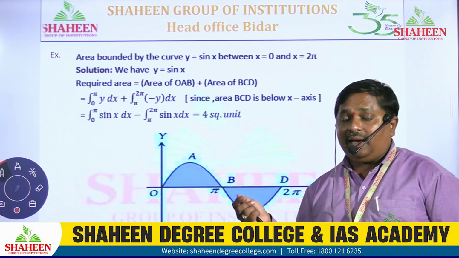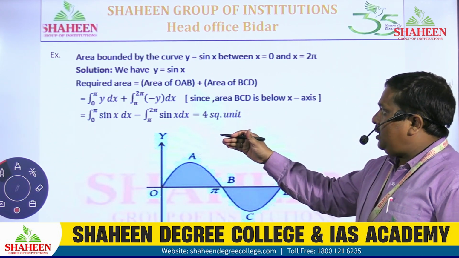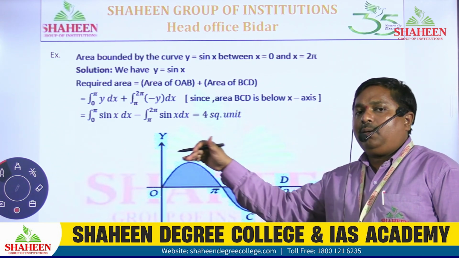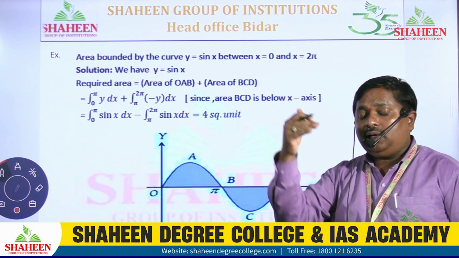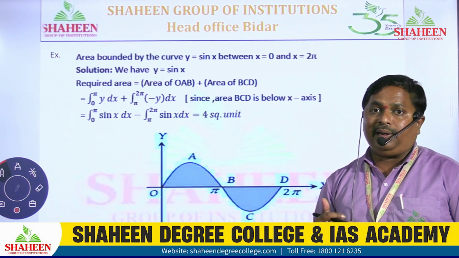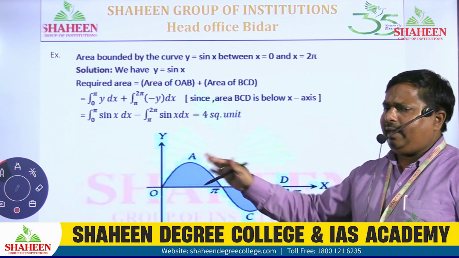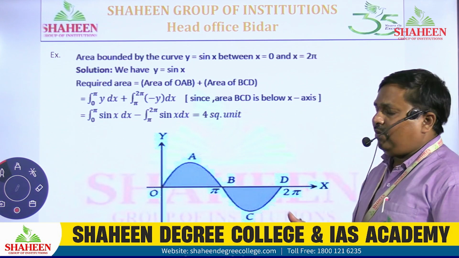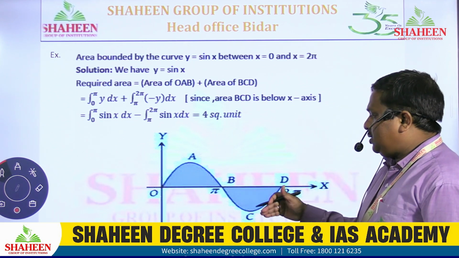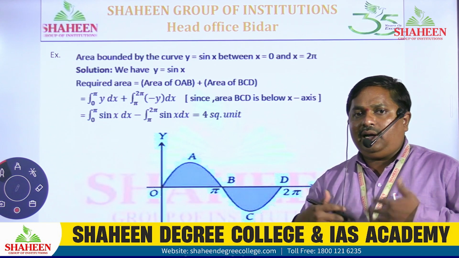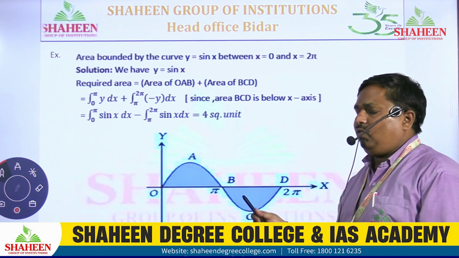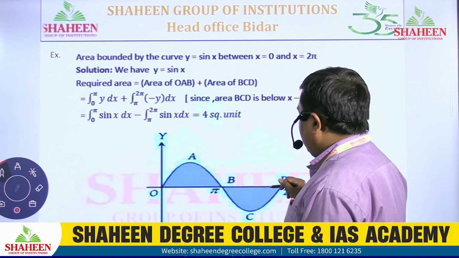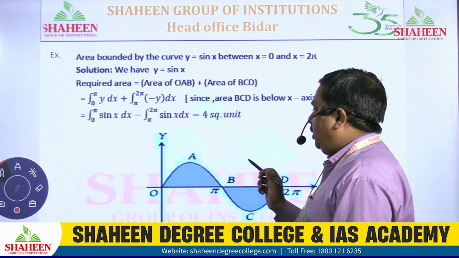But we have some portion of this sine curve above the x-axis as well as below the x-axis. Then we find both areas separately, above the x-axis and below the x-axis, and we add them together. Of course, the area above the x-axis will always be positive and the area below the x-axis will be negative. But if you take the modulus of the below x-axis area, then definitely we get a positive area, and adding together we get the complete area.